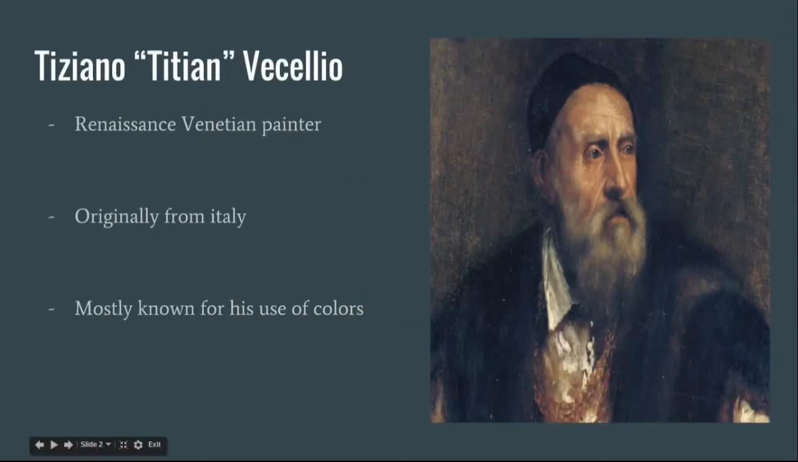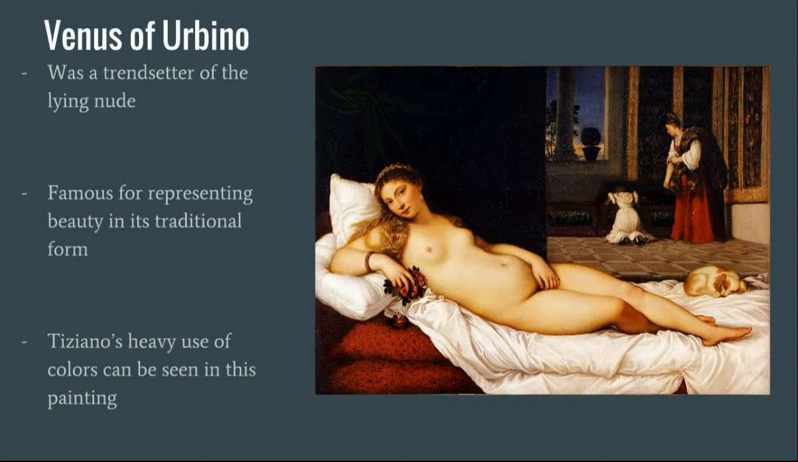First painting was by Tiziano Titian Vecellio. He was a Renaissance Venetian painter, originally from Italy. He was mostly known for his use of colors, as you can see in this painting, Venus of Urbino, where he has a heavy use of color, and he also has a heavy use of lining and a very large attention to detail.